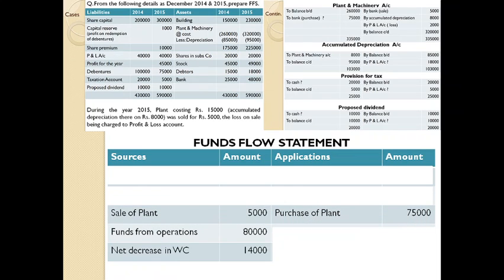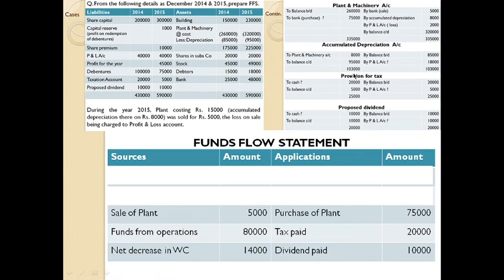After that, accumulated depreciation: there are no cash items in the accumulated depreciation. Next is provision for tax. There is provision for tax of 20,000, and tax paid during the year is 20,000. Next one, proposed dividend. Again, there is a cash dividend paid during the year of 10,000, and that has to be shown.